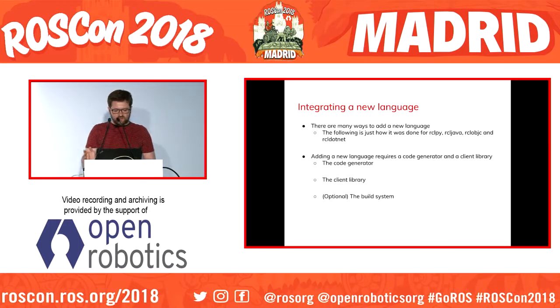So with the foundations of ROS2 ported to Android, iOS, and UWP, we now need a way to access the RCL API from their respective languages: Java, Objective-C, and C#. I have to say that there are many ways to add a new language. The following is just how I did it for RCLPY back when I was at OSRF. So I just repeated the formula for the other bindings.